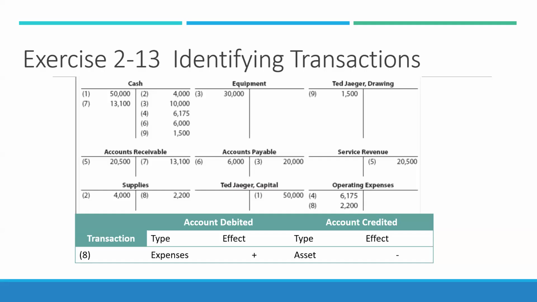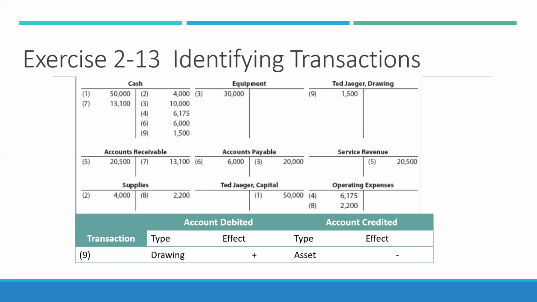Operating expenses were debited 2,200 and supplies were credited 2,200. What happened here? We used up supplies. So we reduced the supplies by crediting it, and we showed supplies expense or operating expenses as a debit. Okay?